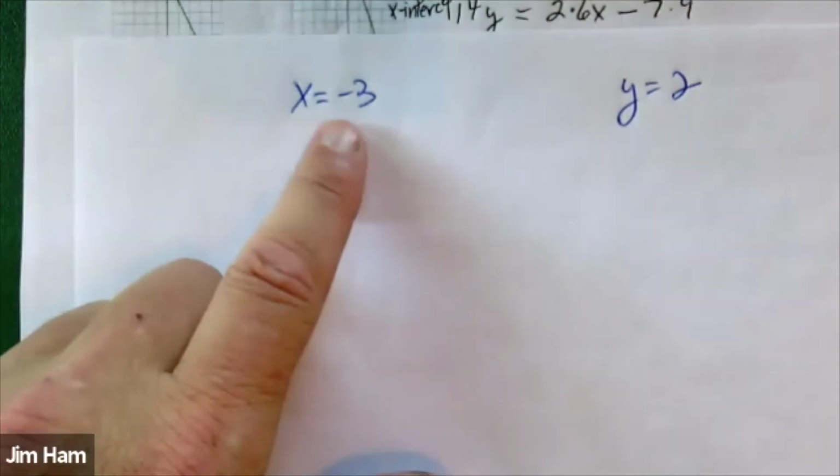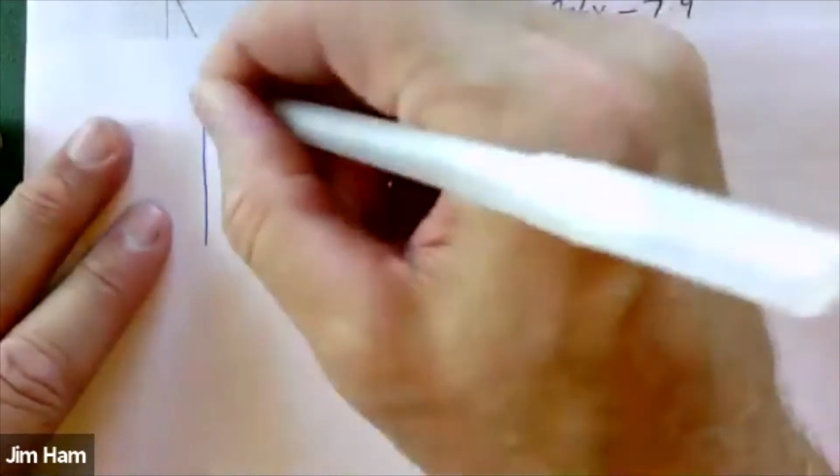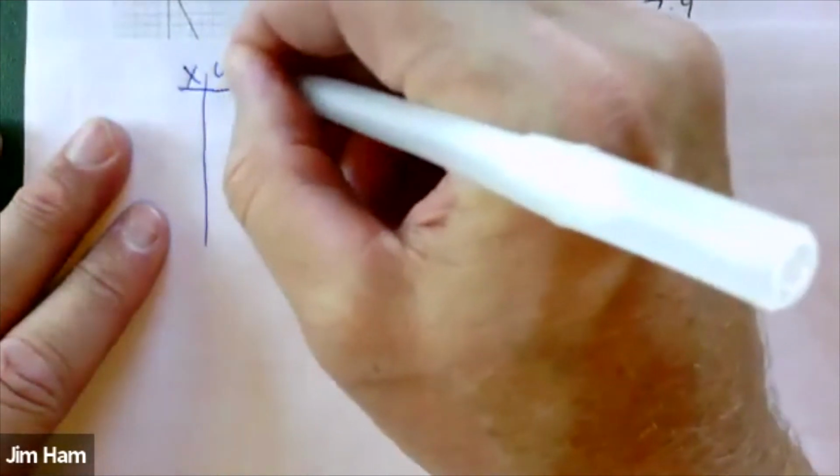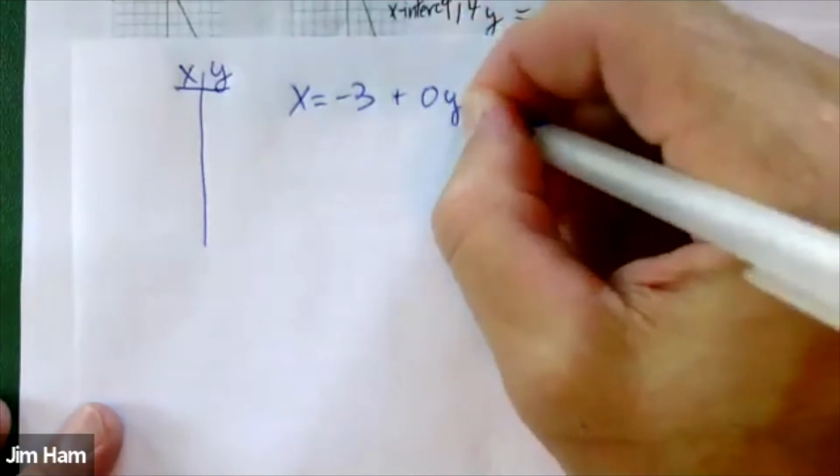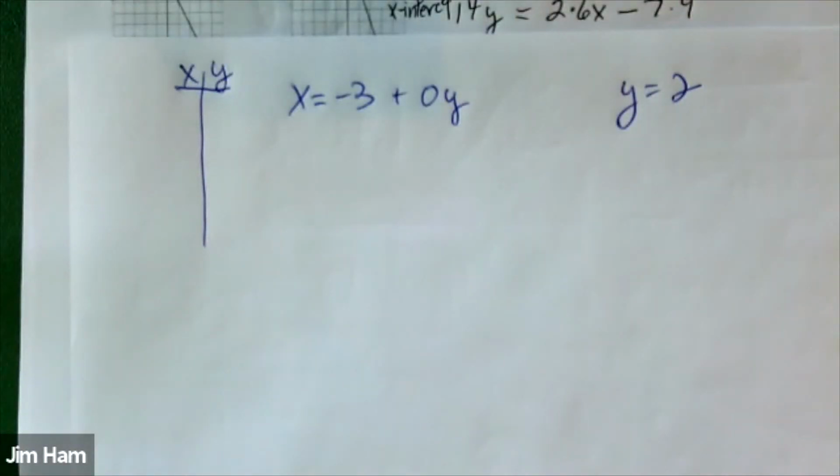Anytime you have an equation that has, say, X equals -3, then if you think of all the points that would work there, the way that we do it, there's no Y in there, so you can think of it as just 0Y. There's not even a Y in the equation there. And whatever Y coordinate we have, we're going to multiply it by 0, so it's not there anyway.